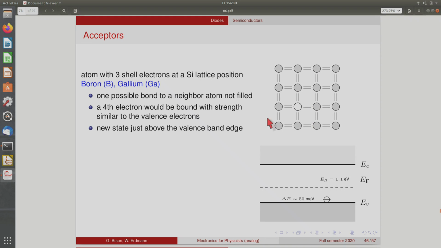So you have this atom here, and then it has only 3 outer electrons, so one bond here is not satisfied, and that can be filled relatively easily. So if a valence electron wants to go there, it doesn't make a large step in energy. So this creates a new state that is just above the valence band here, 50 millielectron volts, for instance, which is then already close to the thermal energy.